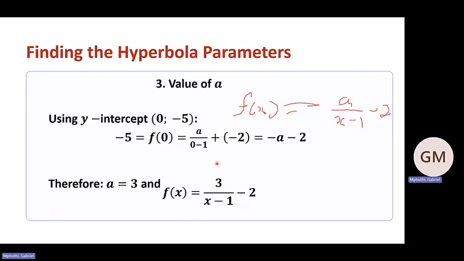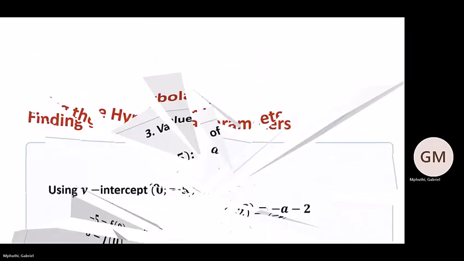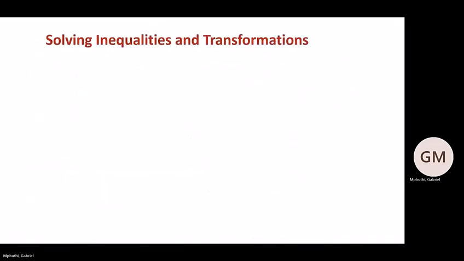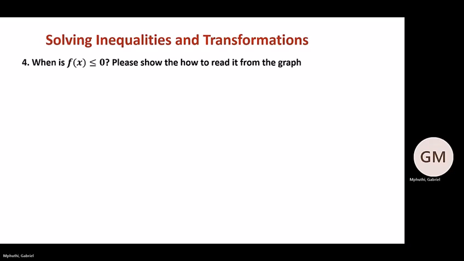So this is now our function. Okay, let's move on. Now, they want us to find when our function is less than or equal to 0. We'll also try to show it on the graph that we are given.